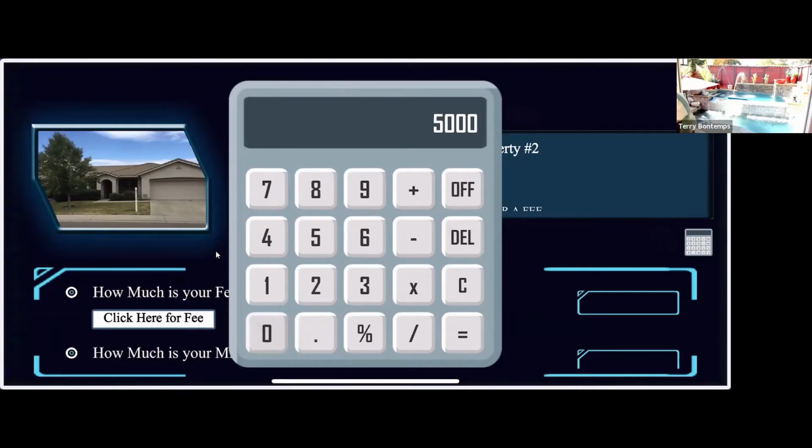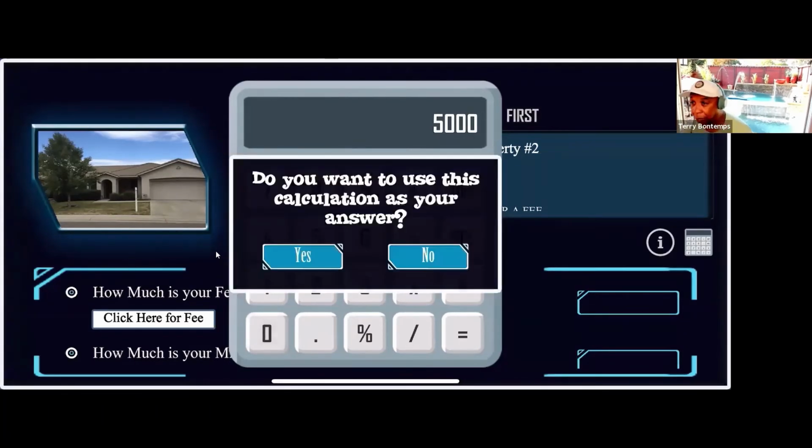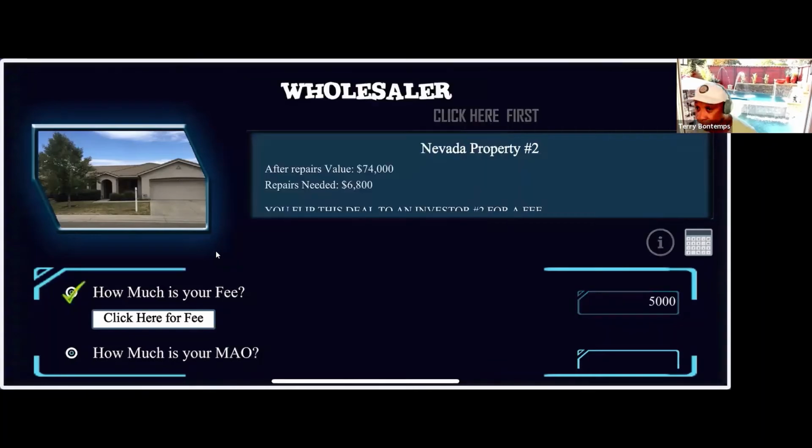Let me give you some mentality. Let me give you my intellectual property. Let me give you my 40 years of why I've been able to do all this stuff. Now, once you put your answer in, you're going to touch the off button. And what does it say? Do you want to use this as your answer? And you're just going to push yes, because that's what I want to use.